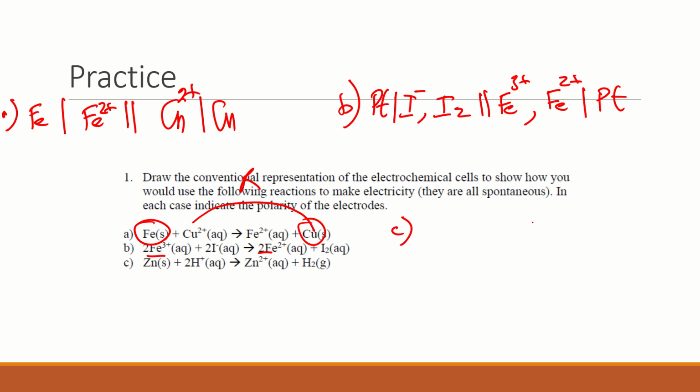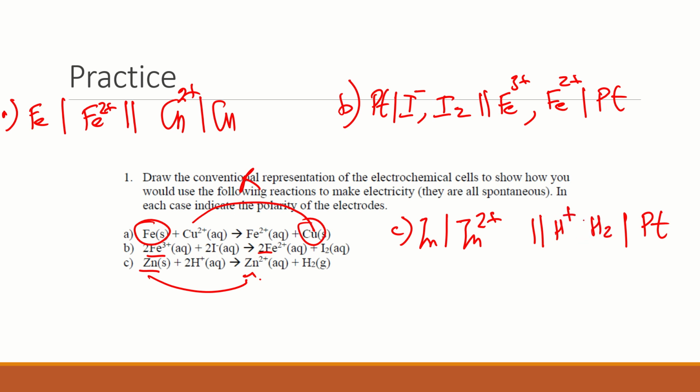C then, I have again put my salt bridge in. I've got zinc here. Zinc is getting oxidized, so it's going to be on the left hand side. I can use zinc as my electrode, it's a conducting metal. It goes to Zn2+, dead simple. On the other side I have hydrogen ions and hydrogen gas, so I need platinum as my electrode. I write the higher oxidation state species first here, which is hydrogen ions. They are aqueous and my hydrogen is a gas, so I'm going to separate those by a line.